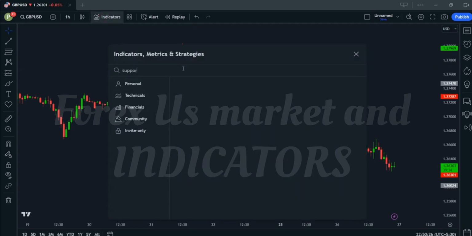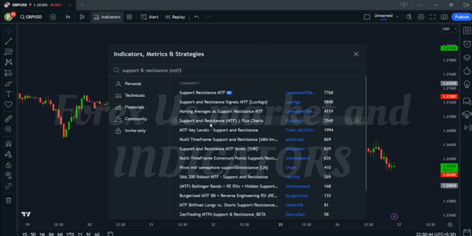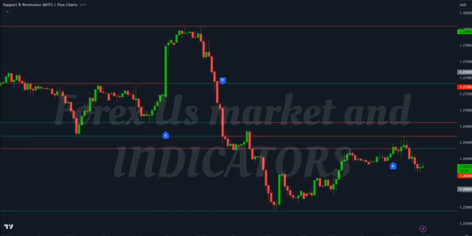So now I'm going to tell you about a secret indicator, which is currently available for free on TradingView, but it is possible that the creator may hide it, or remove it. Before that, you should use it and save it.